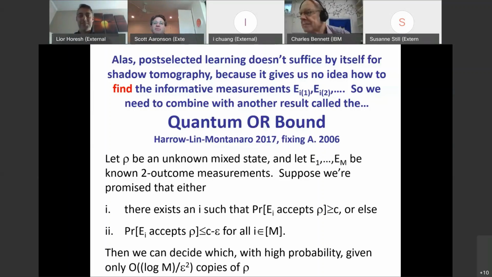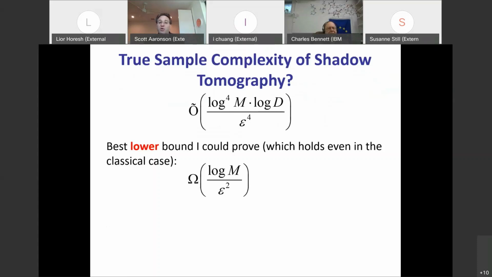So once you have that, then by putting these two things together, we can get a shadow tomography procedure. The way it works is we repeatedly do a search among all M of our measurements for one that will be informative, meaning that it disagrees with our current hypothesis by a lot on the state rho. Once we find that, we use it to improve our hypothesis. Then we use this theorem that after only about order log of D repetitions, we end up with something that behaves like rho with respect to our M measurements.